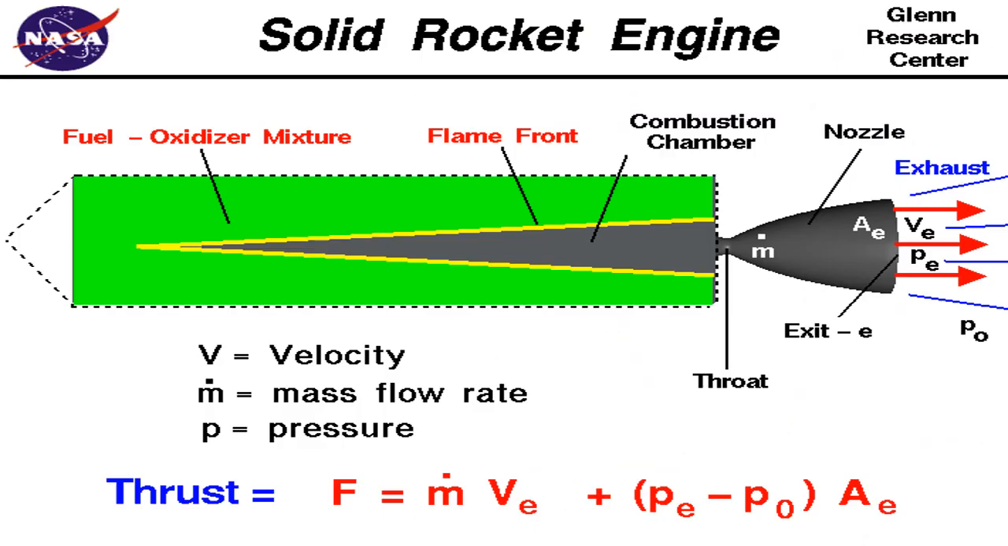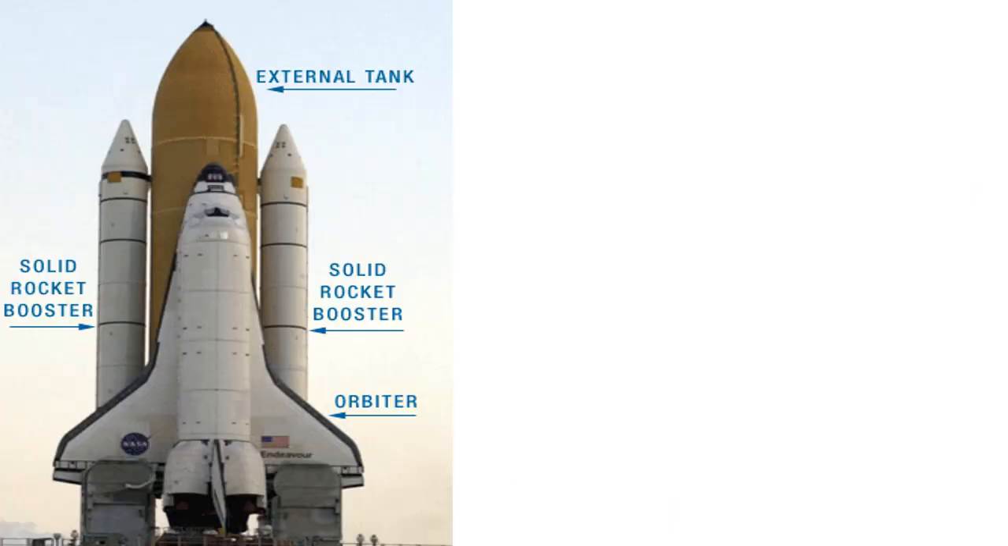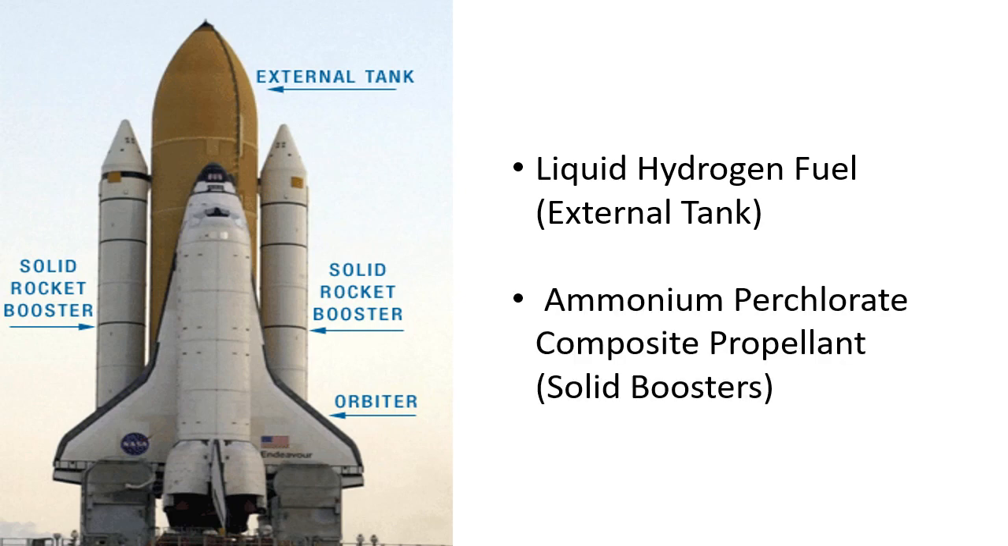This is a picture of a solid rocket engine. The fuel oxidizer mixture is burned in the combustion chamber and thrust is gained. This is a picture of a space shuttle using two solid boosters and one external tank. The external tank uses liquid hydrogen fuel and the two solid boosters use ammonium perchlorate composite propellant. In the first stage of propulsion, the two solid rocket boosters are burned for a few minutes. Once they're emptied, they're thrown off, called jettisoned. In the second stage, the external tank is used.